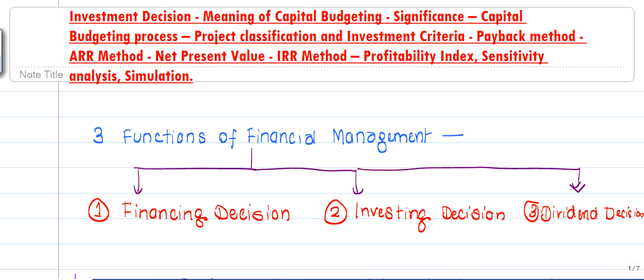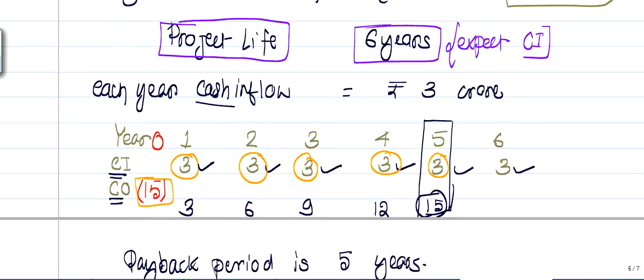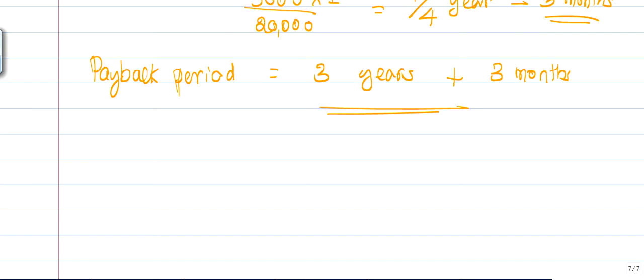We are continuing with the investment decision chapter. We finished investment criteria. Under investment criteria, we finished the payback method. Now the ARR method. What is ARR? Accounting rate of return, or average rate of return.